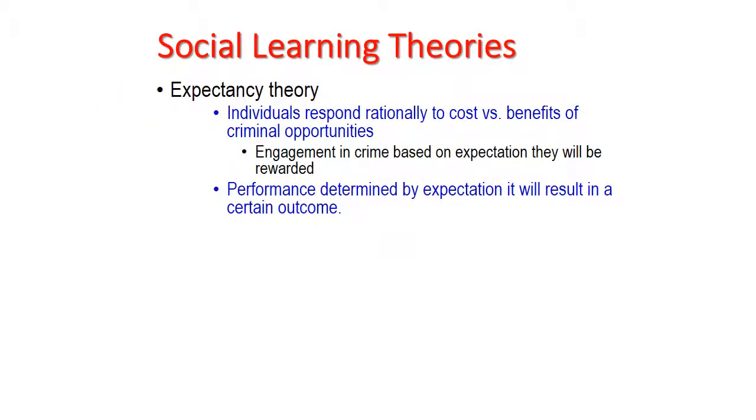Expectancy theory, on the other hand, proposes that individuals are actually very rational creatures, and when deciding on whether to engage in criminal behaviors or not, many actually contemplate rationally the costs versus the benefits of criminal opportunities. That is, again, criminal behavior is definitely goal directed, and engagement in crime is based on the expectations that they will be rewarded for their criminal behavior. That is, performance is determined by an expectation that it would result in a certain outcome.